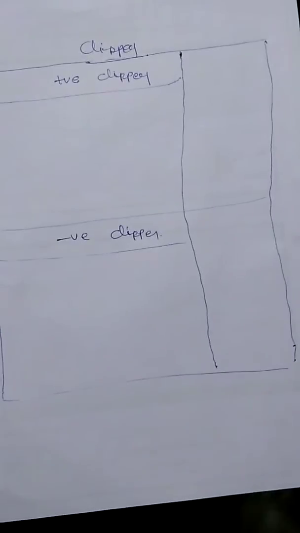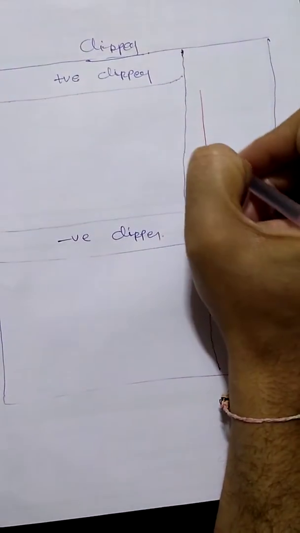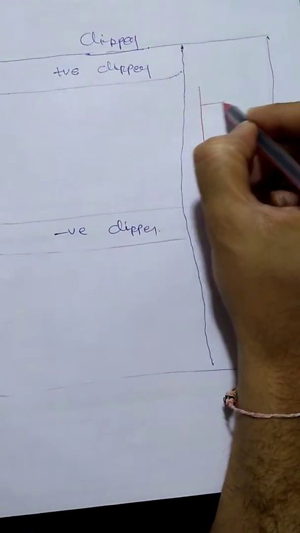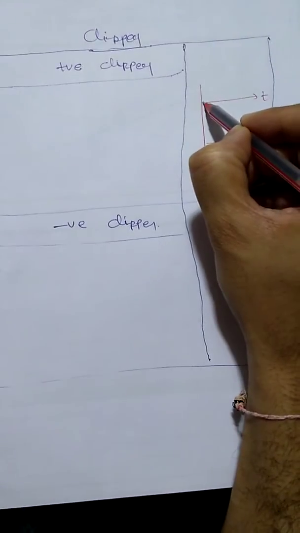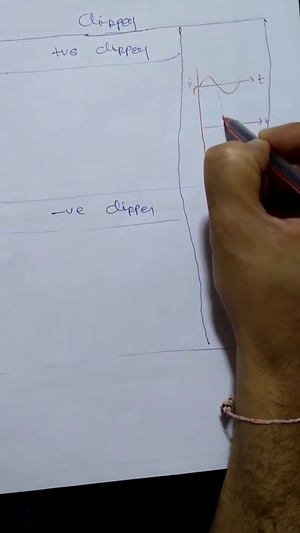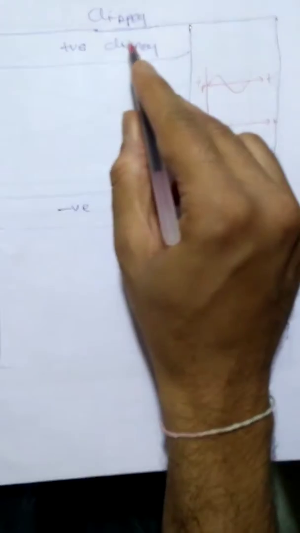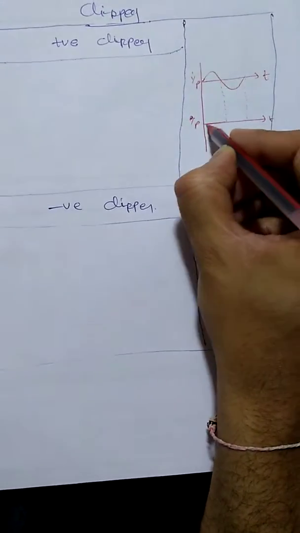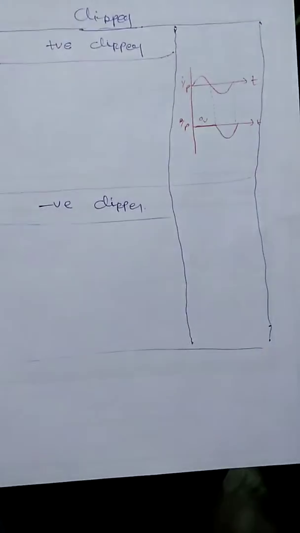So first of all, in case of positive clipper, positive cut, your output for positive clipper is input and positive cut. So positive is 0 voltage, only negative will be there.